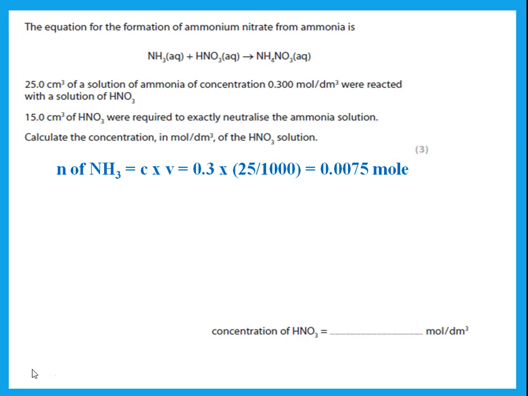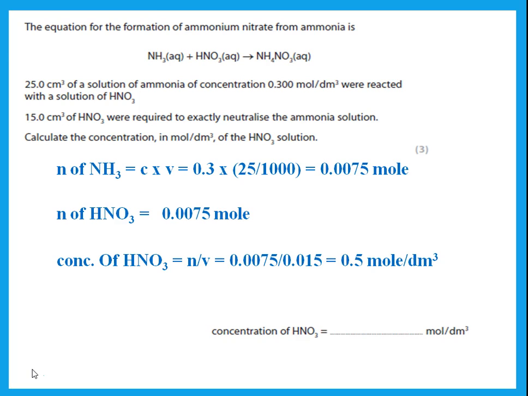If I know number of moles of ammonia, that is the same as number of moles of nitric from the equation, because the equation says 1 of ammonia reacts with 1 of nitric. Now I know number of moles of nitric, and he says the volume is 15, so I can get concentration. Concentration is number of moles over volume, so that would give 0.5 mole per decimeter cube. Were you able to get this answer?